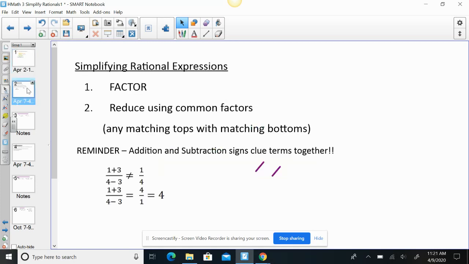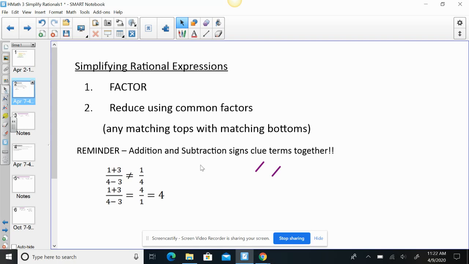So the first part we're going to do is just simplifying rational expressions. So there is no equal sign in here. There's no operation, multiply, divide, addition, or subtraction, other than the division that we see in the actual rational function.